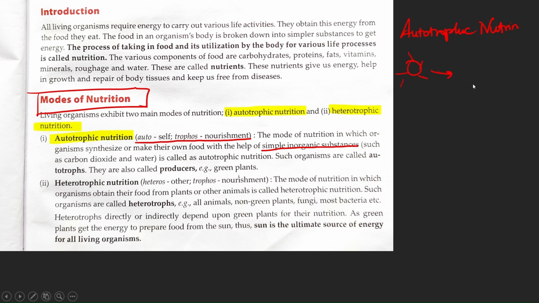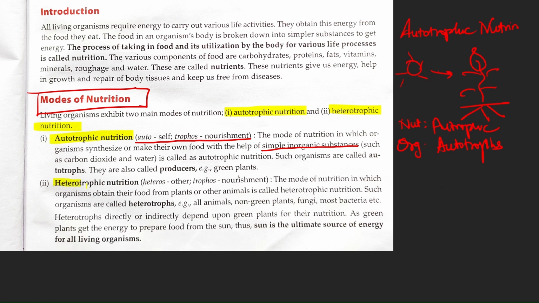Such organisms are called autotrophs. They are also called producers. Example, green plants. So always remember, green plants are the autotrophs. The nutrition is called autotrophic nutrition, and the organisms are called autotrophs. So that's autotrophic nutrition.